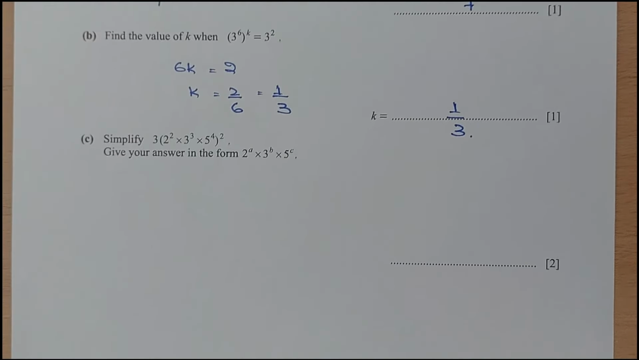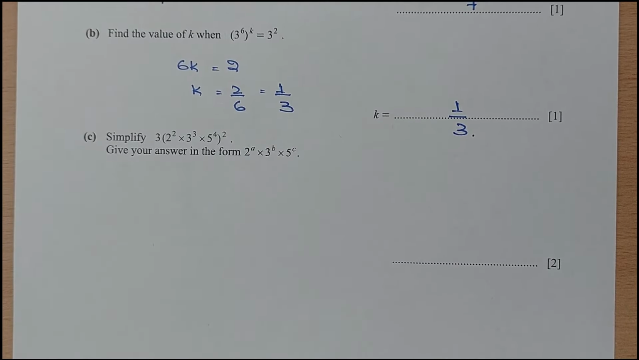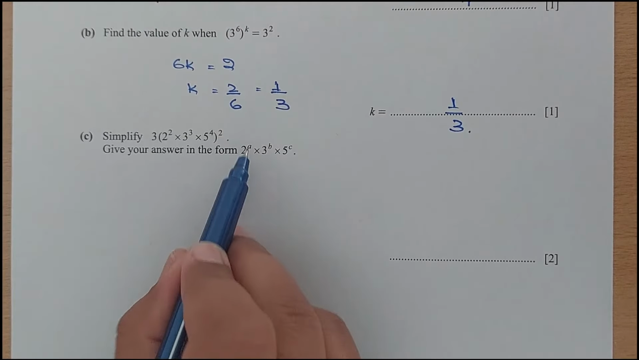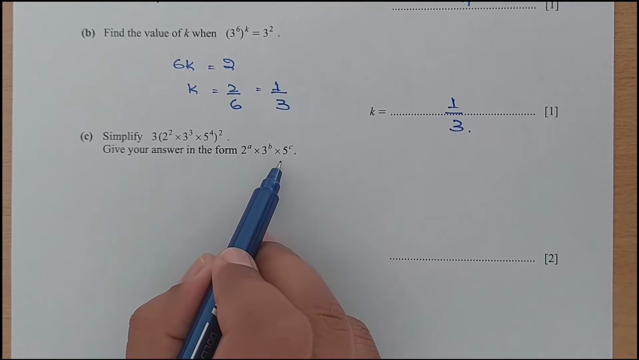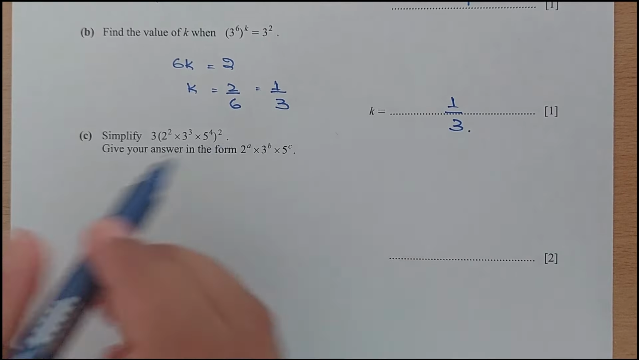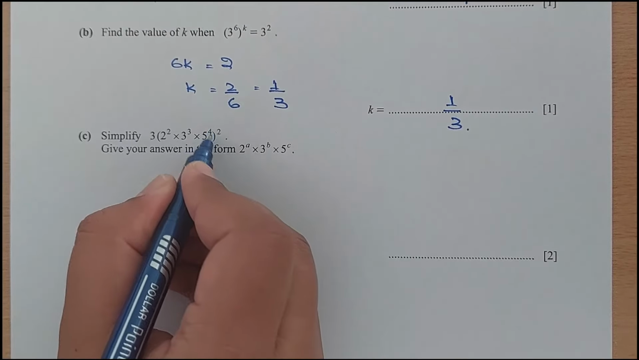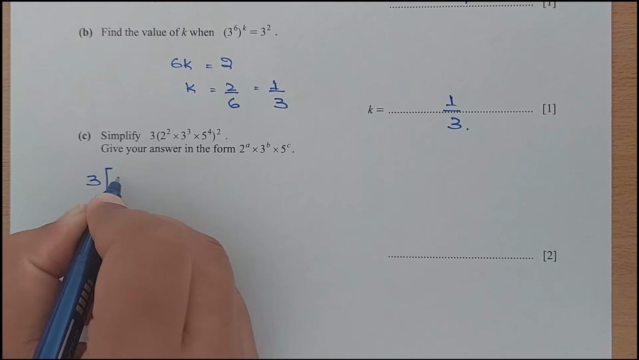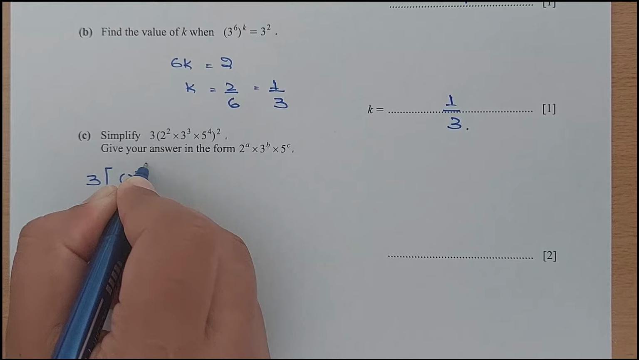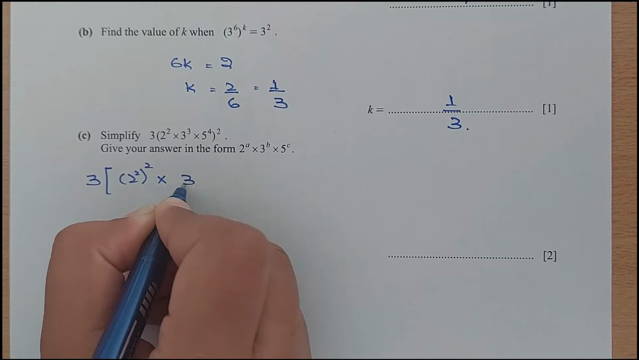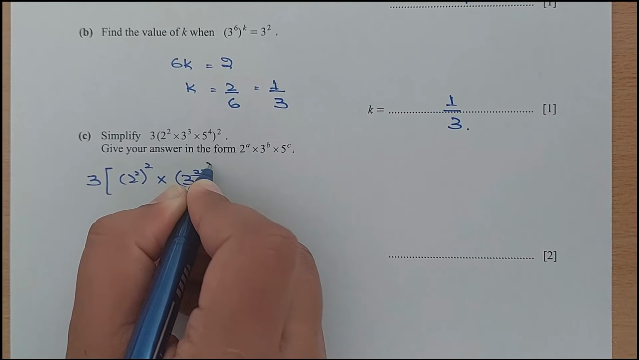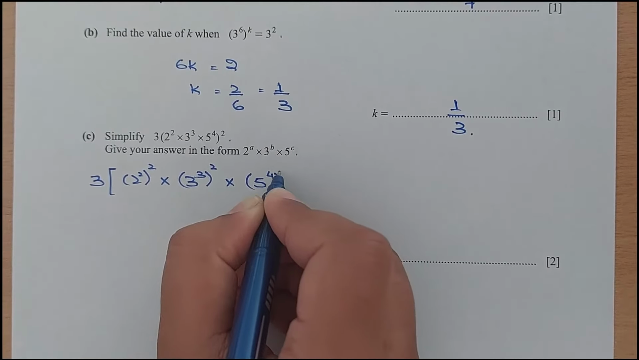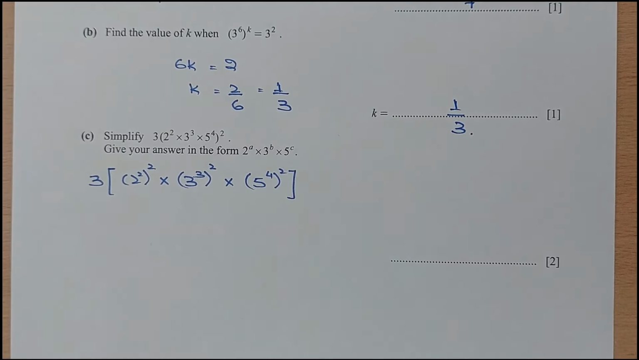Right. Now for part C, simplify this expression. Give your answer in the form of 2 exponent a times 3 exponent b times 5 exponent c. That's pretty easy. So we have a square as well, right? So 3 is outside. We have 2 squared whole squared times 3 cubed squared times 5 to the power 4 and squared. So I just split the square on all 3 terms, right?